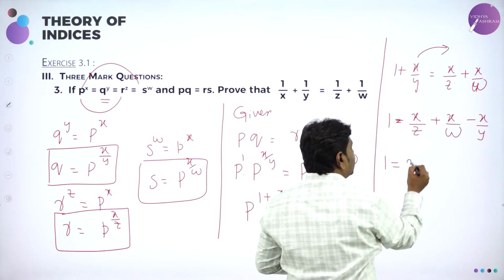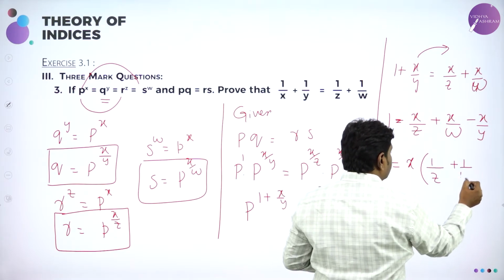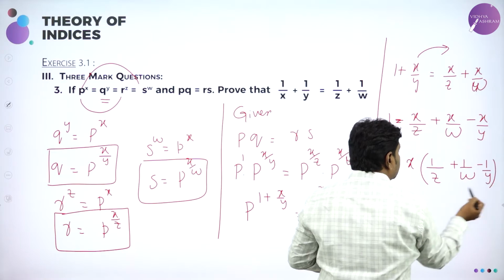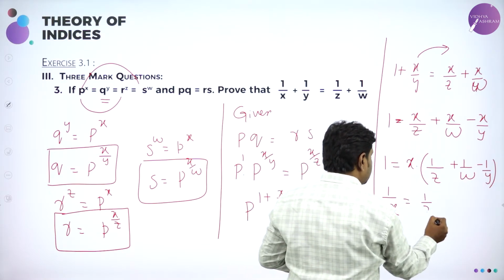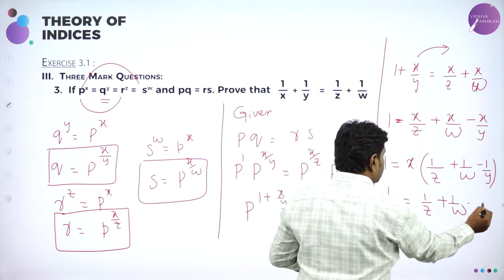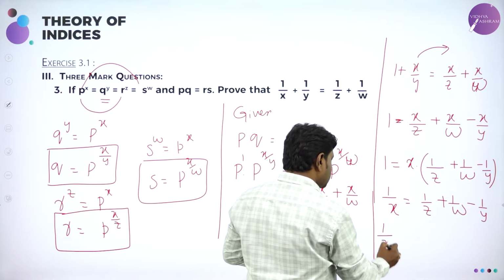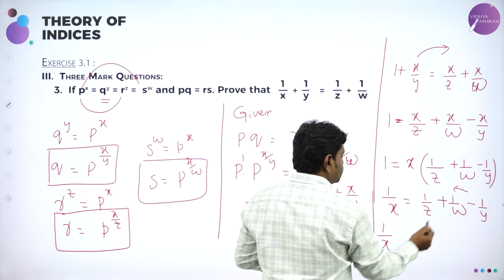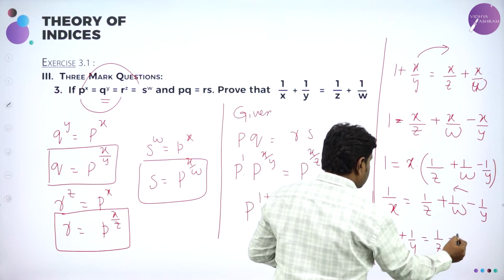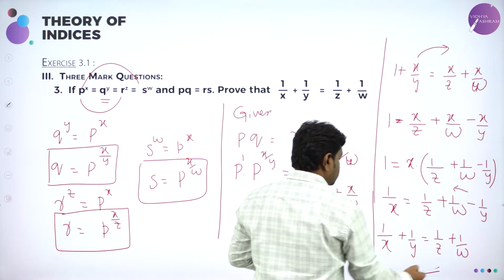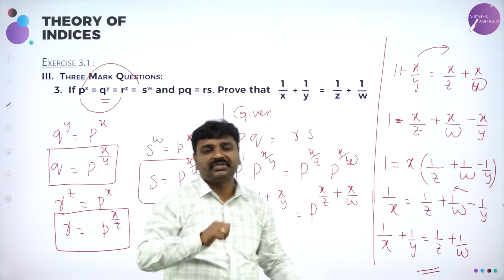Now in the numerator, take x common, so it will become 1 by z plus 1 by w minus 1 by y. Now transfer x to the LHS, it will become 1 by x. 1 by x is equal to 1 by z plus 1 by w minus 1 by y. Transfer minus 1 by y to the LHS, so it will become 1 by x plus 1 by y is equal to 1 by z plus 1 by w. Hence the proof. We needed to prove 1 by x plus 1 by y is 1 by z plus 1 by w. We got the answer.